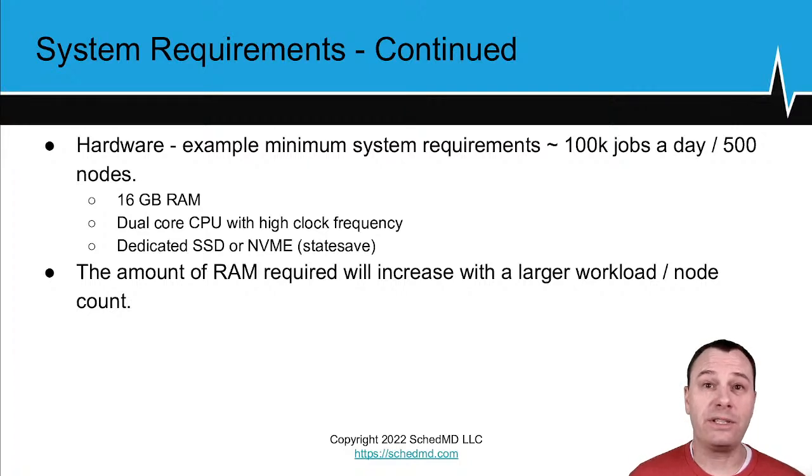Continuing on, as mentioned previously, Slurm prefers higher core frequencies over core count. The memory depends on the number of jobs your site pushes through in a given day or week, and also depends on if you plan to run the Slurmdbd on the same system. We generally recommend a system with at least 16 gigabytes of RAM, a dual-core CPU with a high clock frequency, and a dedicated SSD NVMe. This assumes that you are doing about 100,000 jobs a day and about 700,000 jobs a week. Note that the amount of RAM required will increase with higher workloads and node counts.